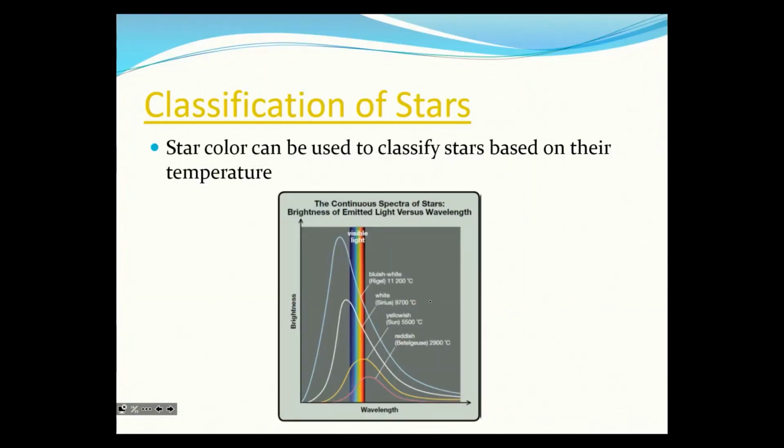Okay, so you can see in this chart here that a bluish star is the hottest. A white star is less hot, and a red star is the coldest. So it goes red, yellow, white, blue would be the color orders that we see.